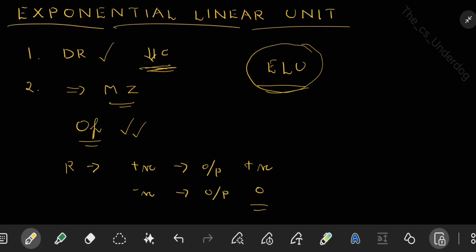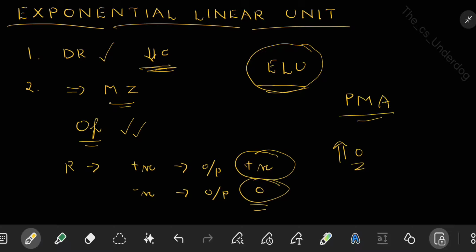What does this mean? After the ReLU activation, or if you take all the outputs of ReLU activation, you either have positive values or you have 0. This means the mean is always greater than 0. So this is the problem that is called the positive mean activation problem. Okay, positive mean activation problem. What is this problem? The activation function output is always on the positive side, which means there is a bias towards the positive side on the output. Because of this, what is going to happen when you have this bias?